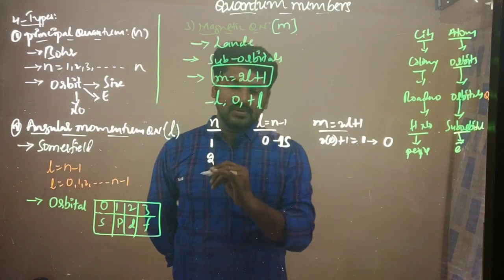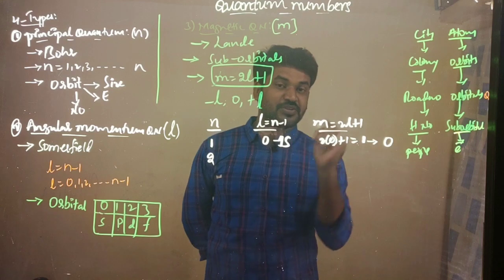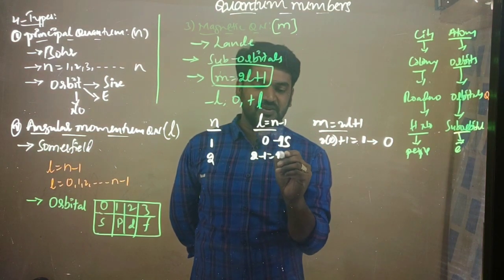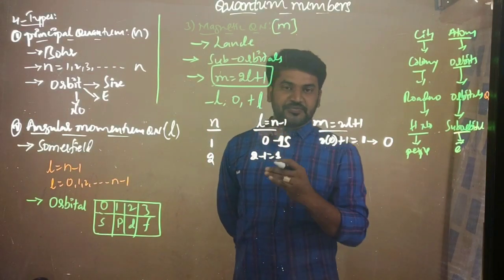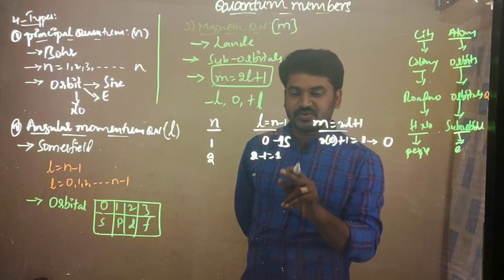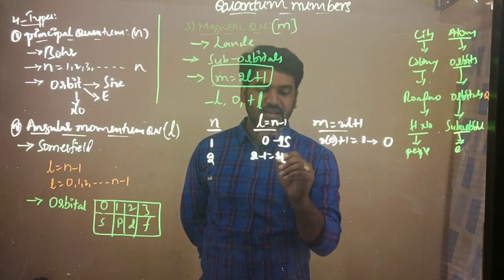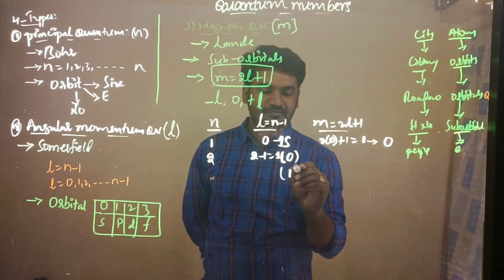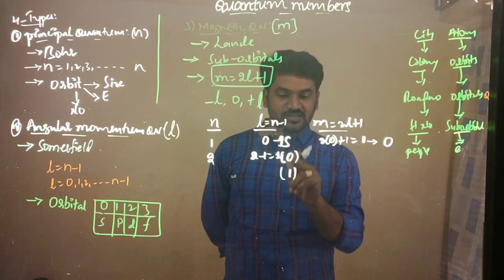Let us write again. n is 2. L value becomes n minus 1. That means 2 minus 1, that means we will get 1. This one we should write up to 1. Up to 1 means what? 0, 1 is there, no? We should write 0 and 1, up to 1 we should write.